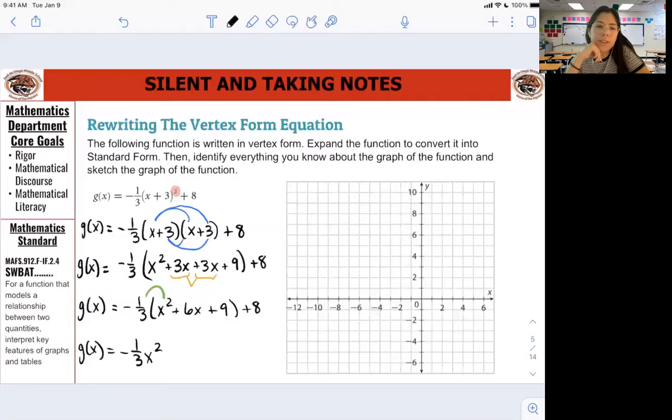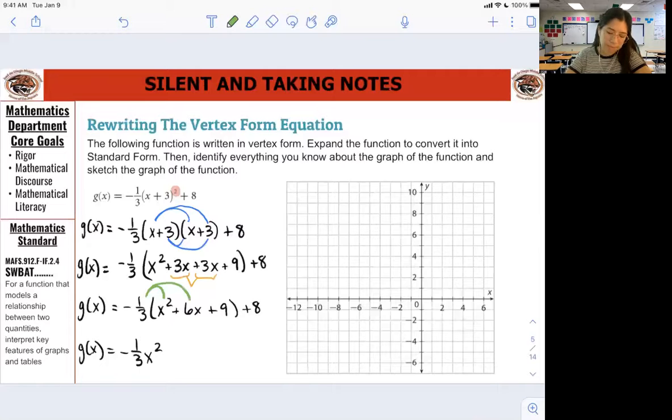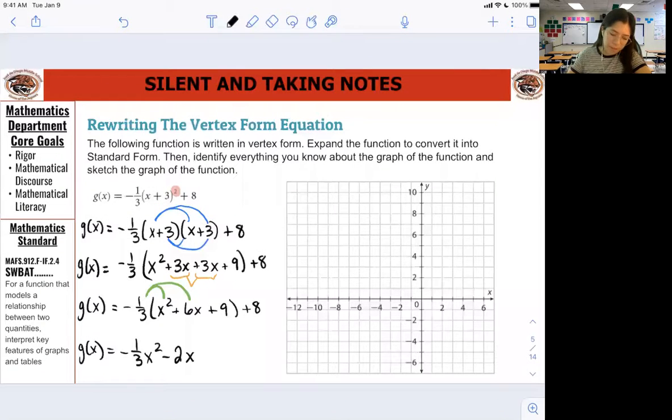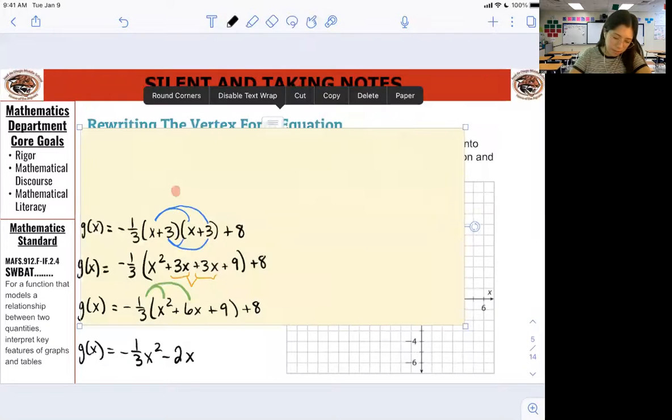Negative 1/3 x squared. What about negative 1/3 times 6? Would it be negative 2x? It sure would. Negative 2x. Quickly, let me go through that because I'm sure someone out there has a question. Make this a little smaller.